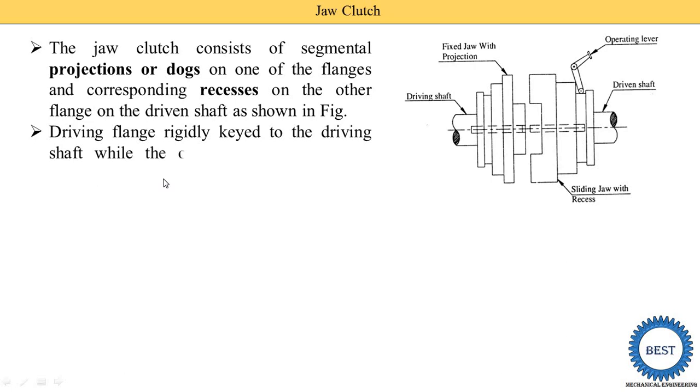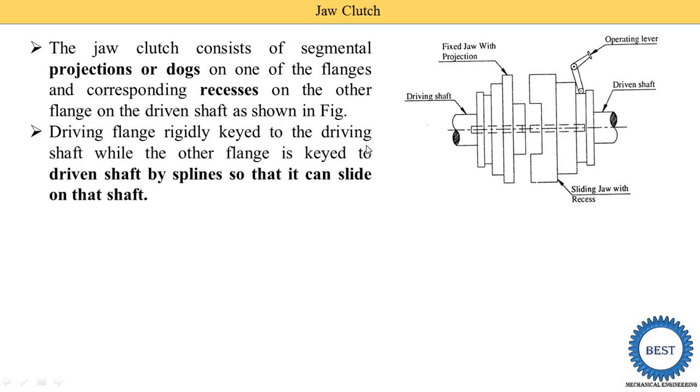The driving flange is rigidly keyed to the driving shaft, meaning this driving flange is fit on the driving shaft with the help of a key, while the other flange is keyed to the driven shaft by splines so that it can slide on that shaft. The driven flange slides in and out with the help of an operating lever.